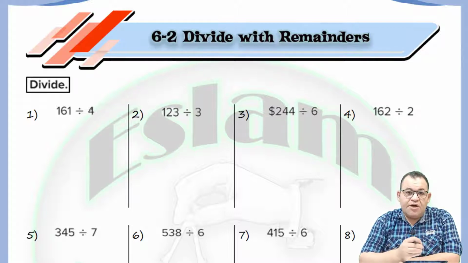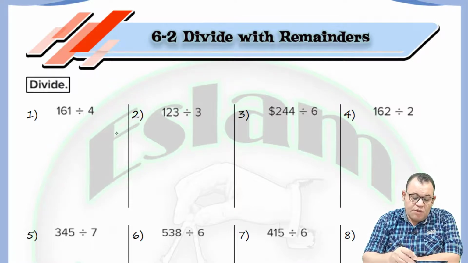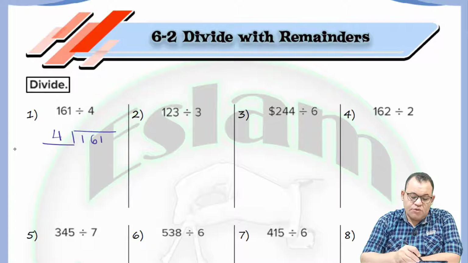Now we can divide it by using long division. How can we use it? Number 1, that is the sign of the long division. Here we have to write the dividend, 161. And here we have to write the divisor. Here we will write the quotient.